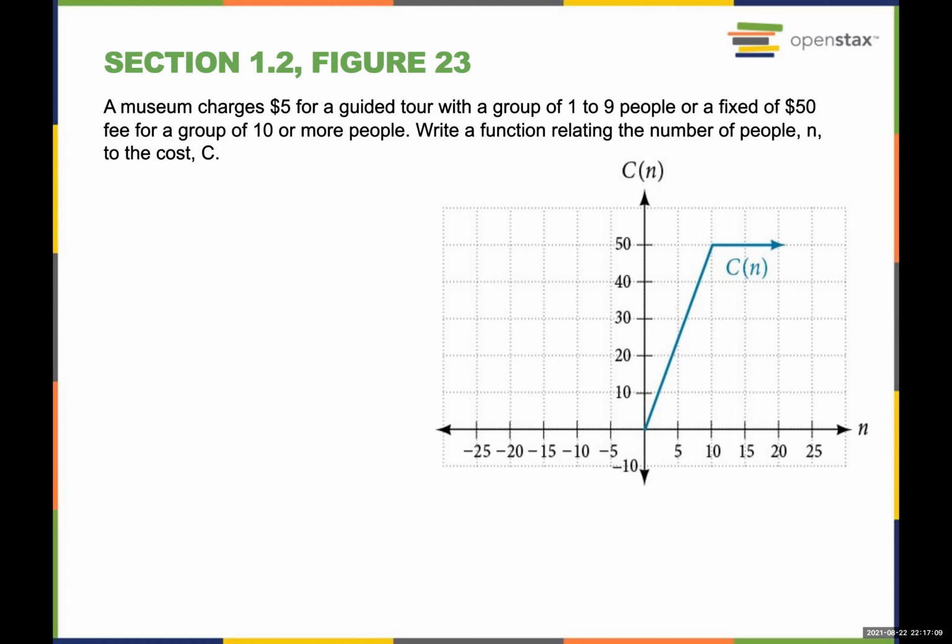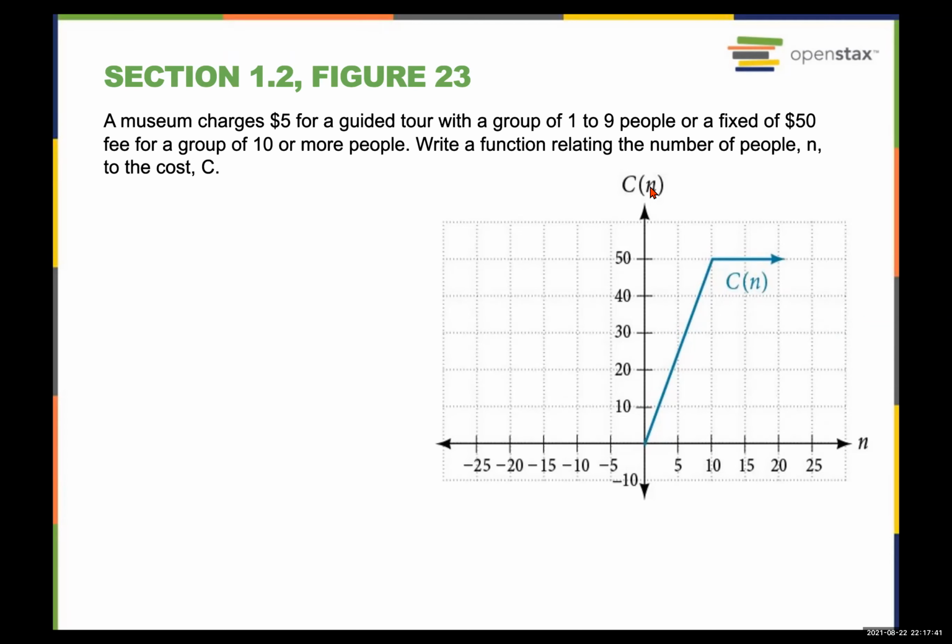A museum charges $5 for a guided tour with a group of 1 to 9 people, or a fixed $50 fee for a group of 10 or more people. Write a function relating the number of people n to the cost c. All right, so we want c of n. The museum charges $5 for a guided tour with a group of 1 to 9 people, or a fixed 50 fee for a group of 10 or more. So 50 if it's 10 or more.